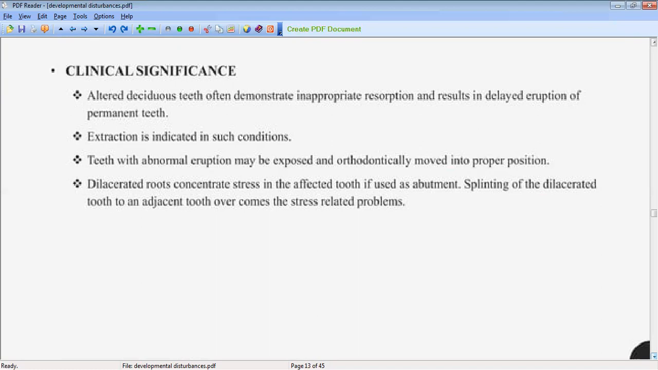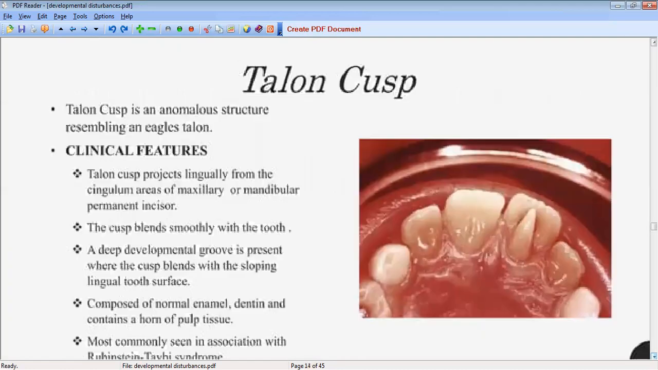Teeth with abnormal eruption may be exposed and automatically moved into proper position. Dilatated roots concentrate stress in the affected area if used as abutment. Splinting of the dilatated tooth to an adjacent tooth overcomes the stress-related problems.